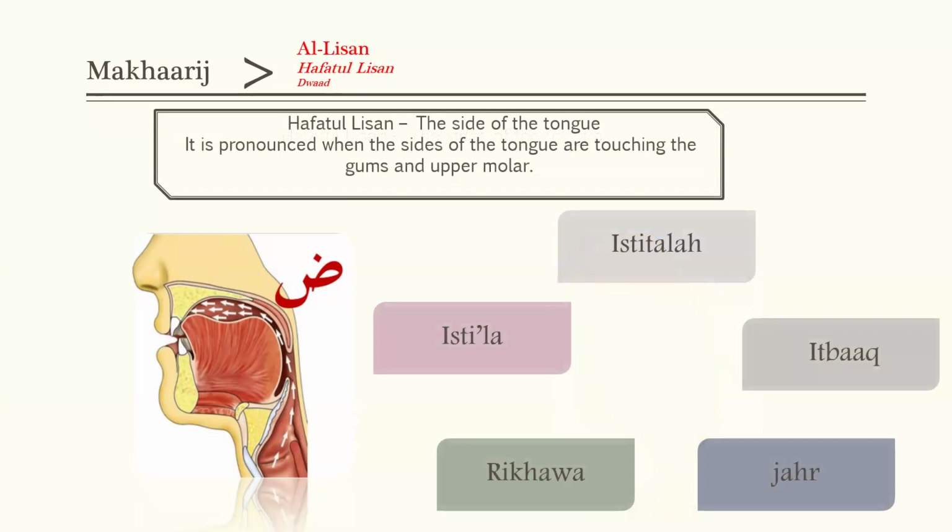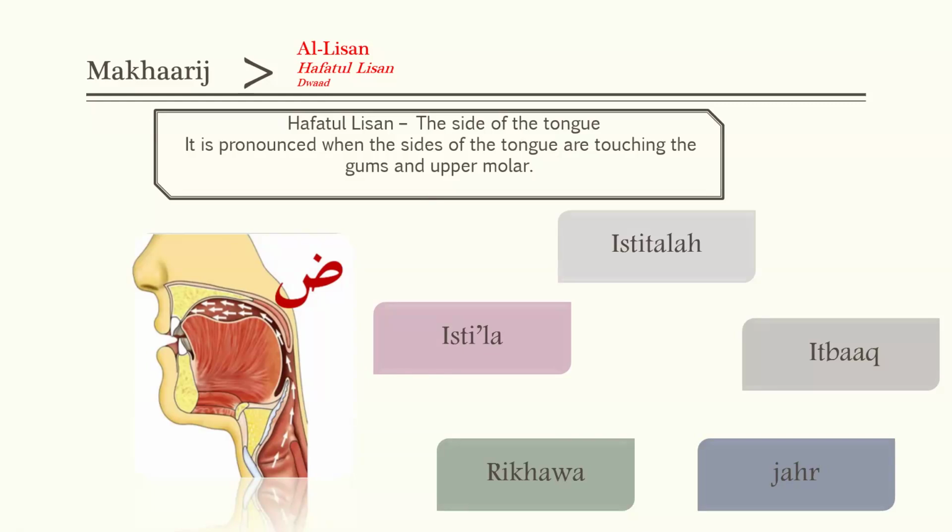So first one, dad, the side of the tongue. It is pronounced when the entire sides of the tongue are touching the gums and the upper molars. They don't quite touch the upper molars, they're just inside the molars. So it is basically gums, inside the upper molars, as I should have said. Okay, so jahar, the entire sides of the tongue are touching the palate or the gums with strength.